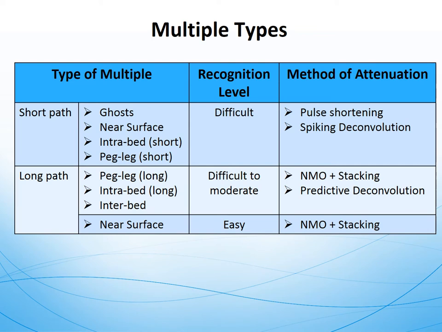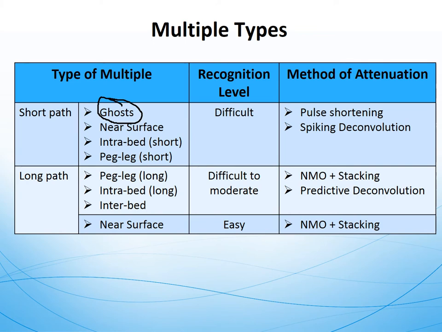In short path, you need path shortening, and spiking deconvolution is just a basic method to remove the multiple, but these two methods actually cannot remove the multiples that occur in the seismic data 100%. So sometimes you need more than these two methods. For example, for short path, you can see from here, the first one mentioned is ghost. This is the most famous one and the most difficult to remove.